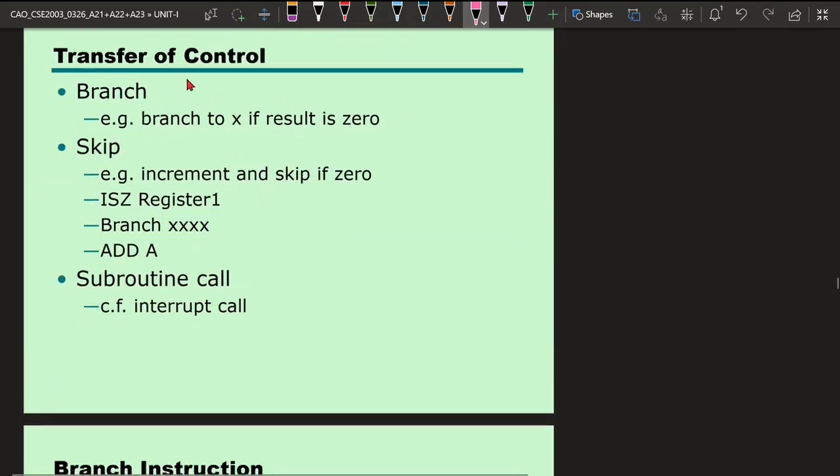Okay, transfer of control. In terms of transfer of control instructions, branch instructions, skip instructions, and subroutine calls are the different instructions. Branch instructions involve some conditions. For example, if B is written, move to location 0010. Suppose there is some instruction like add R1 comma R2, and then another instruction like move R2 comma R2. Suppose these are the instructions.